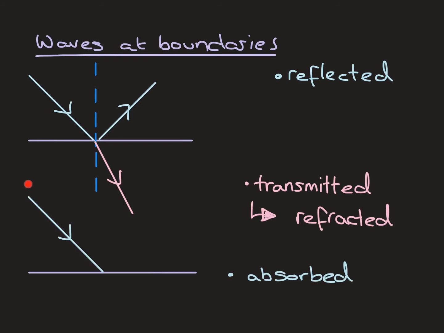Or we might find that when the wave reaches this boundary between the 2 mediums, one medium here, one medium here, the wave cannot be transmitted and it isn't reflected, and in fact it's absorbed. The energy that's being transferred by the wave is absorbed by the material.